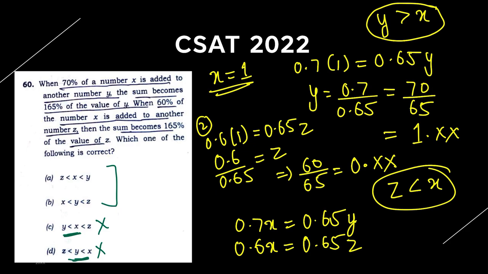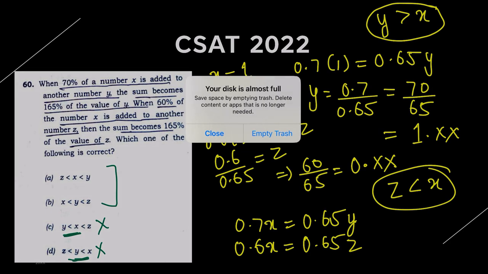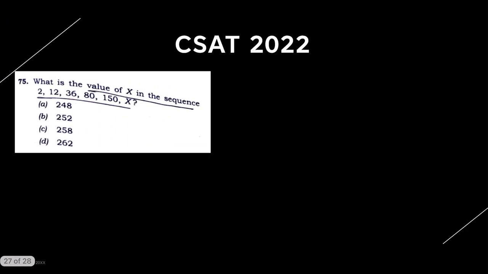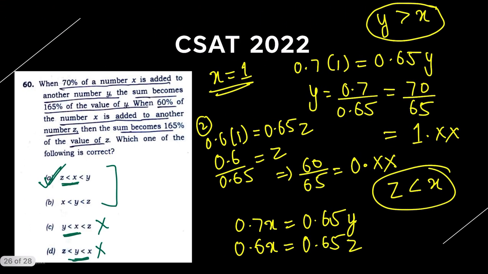So now let's see where x is greater than z. X is greater than z here. X is not greater than z here. So our answer is this one. I hope this is clear.